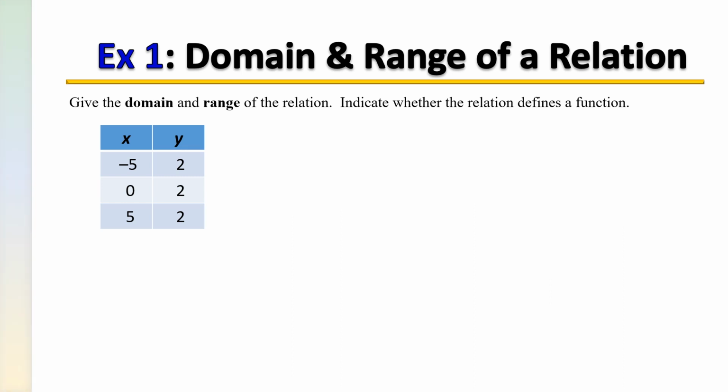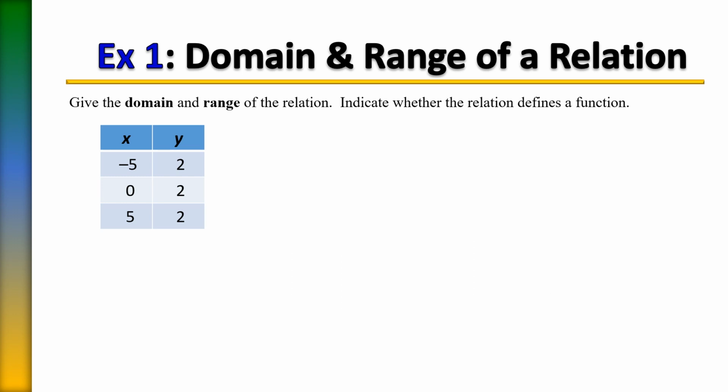In this example, we're asked to give the domain and range of the relation and then indicate whether the relation defines a function. So here we're given the relation as a table of values and asked to determine whether it's a function or not. Well, recall in class that you can easily identify whether it's a function or not by simply looking at your x values. Recall that your x values cannot repeat themselves, otherwise it will fail the vertical line test.